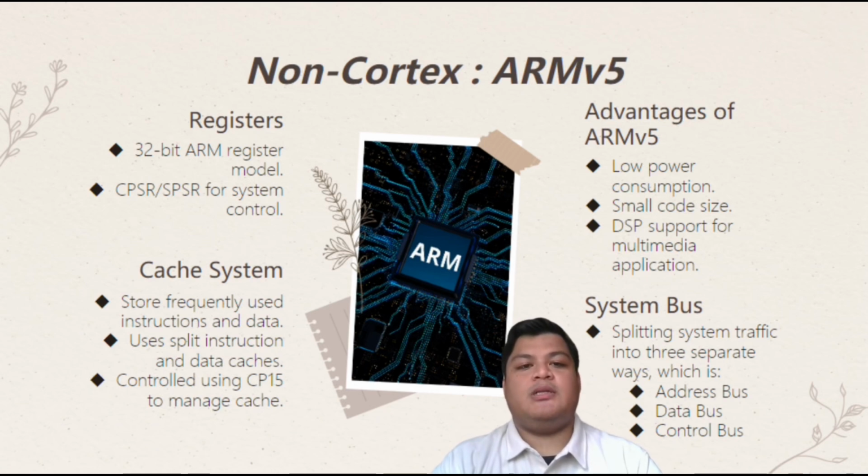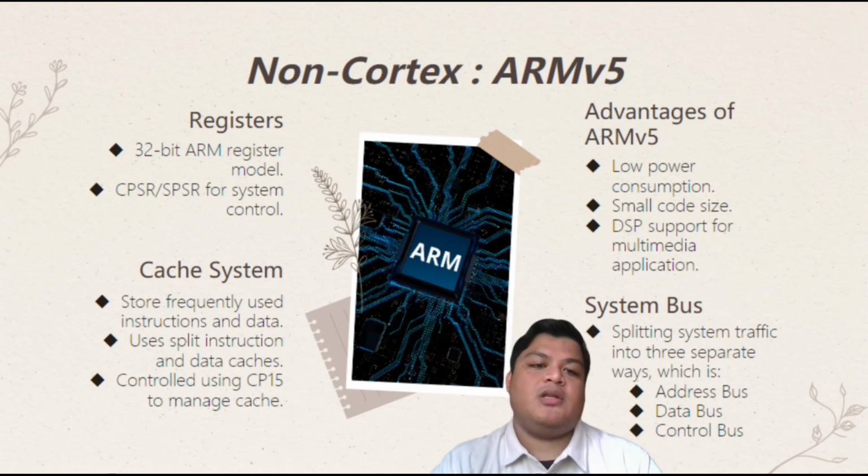Okay, so the first one, the register system uses a 32-bit ARM register model with CPSR and SPSR registers for processor status and system control. CPSR means current program status register and SPSR means saved program status register. The second one, ARM version 5 uses a cache system to store frequently used instructions and data. It has separate instruction and data caches, and the operations are controlled through CP15.